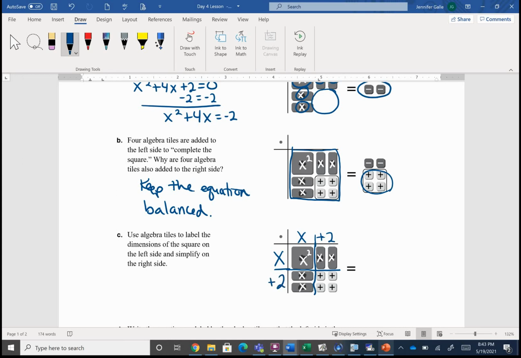So again, it's similar to when we used our boxes to either factor or distribute. X times x will give us x squared. X times 2 will give us 2 x's. 2 times x will give us 2 x's. And then 2 times 2 will give us 4. Now over on the right side, we have 2 negatives plus 4 positives. So we end up with 2.